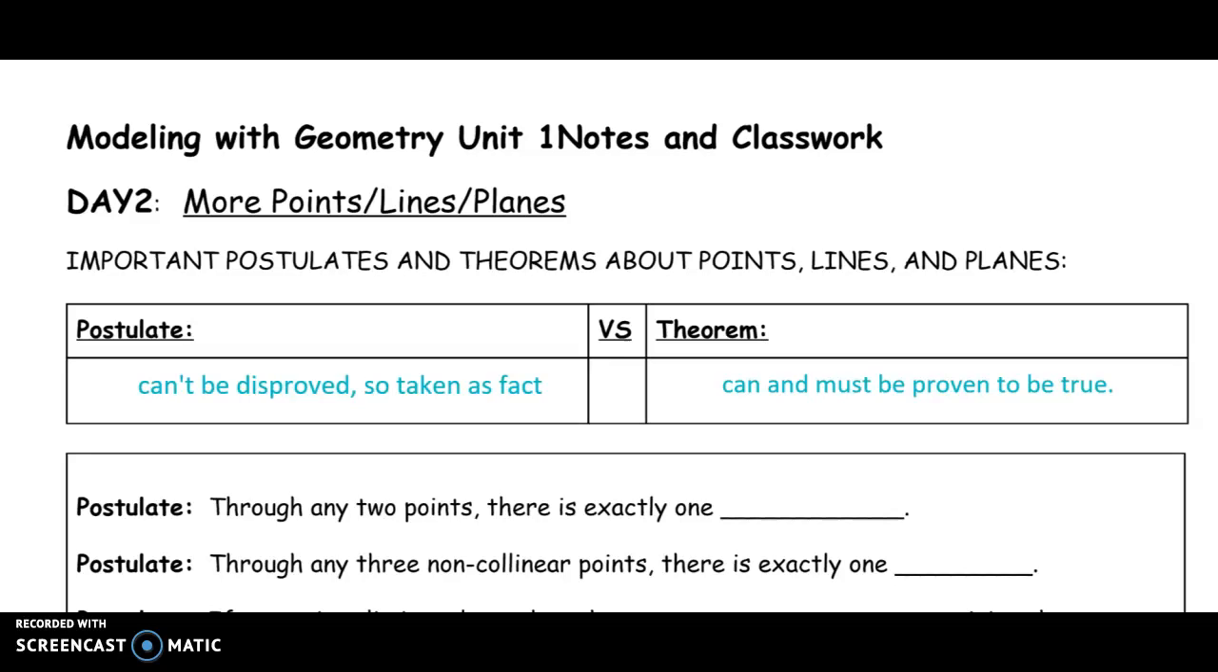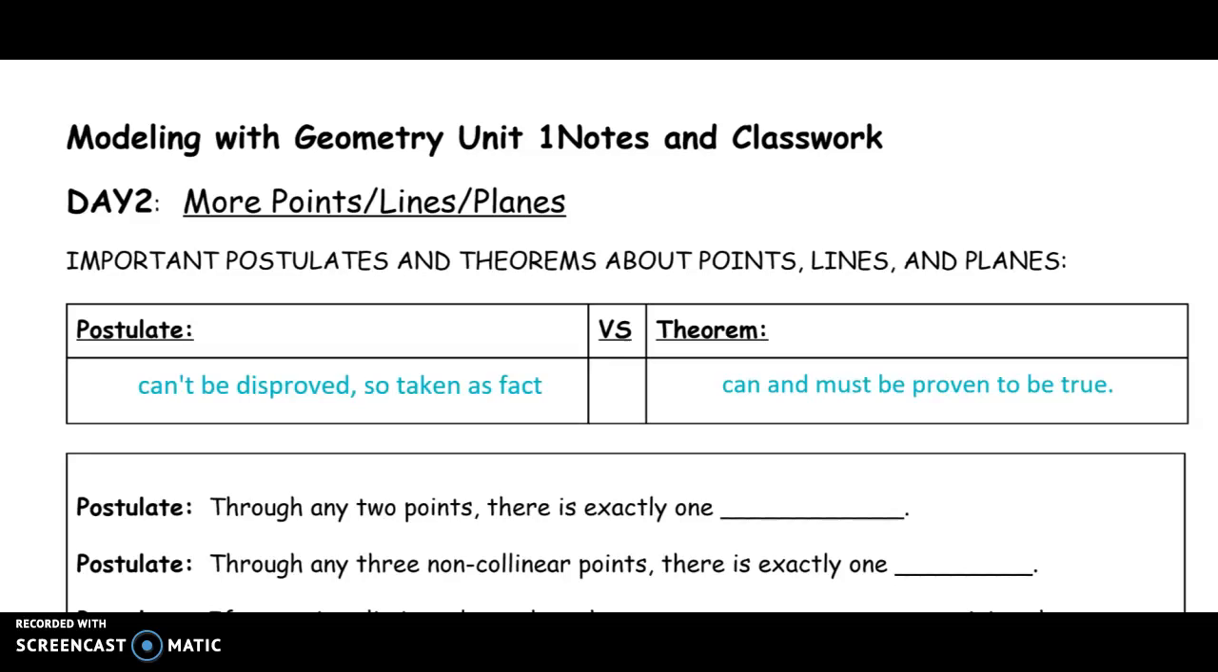So one important thing to remember is the difference between a postulate and a theorem. A postulate is something that can't be disproved, so it's taken as fact. Way back in the day, geometers, people that did geometry, thought of those things as so obvious that they didn't need to be proved. And so they called those things postulates.